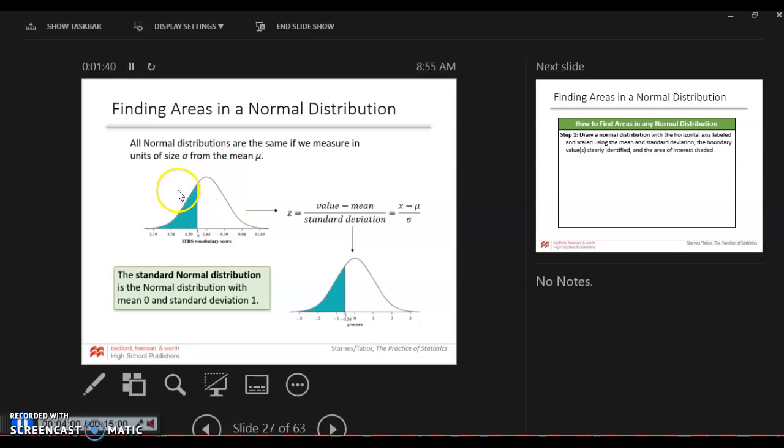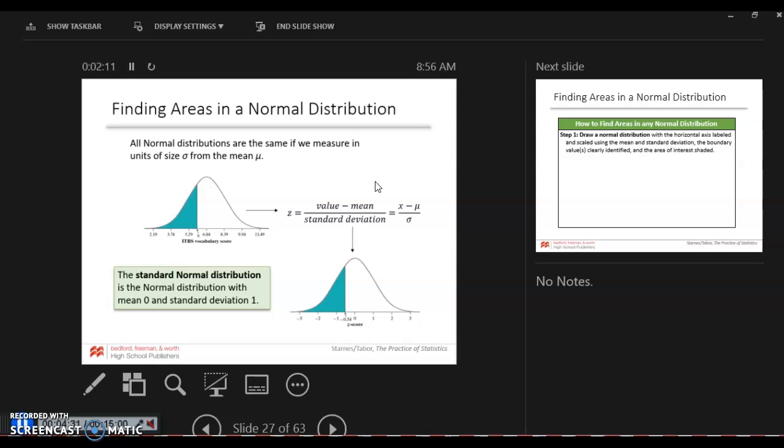I could convert ACT scores. I could convert heights. I can convert weights. Almost any normally distributed variable I can convert to a standard normal distribution by using the z-score formula. And standard normal distribution is defined as a normal distribution with a mean of 0 and a standard deviation of 1. Back in the old days, you needed to standardize to find proportions under the normal curve.